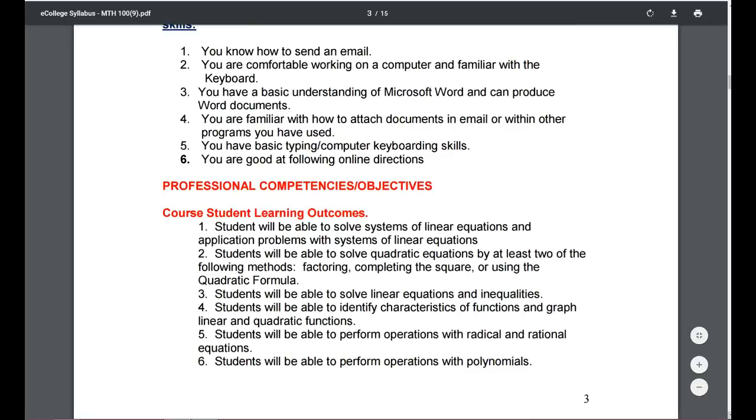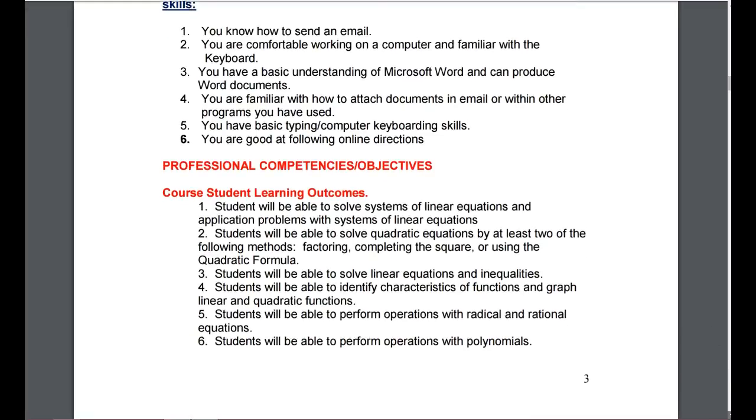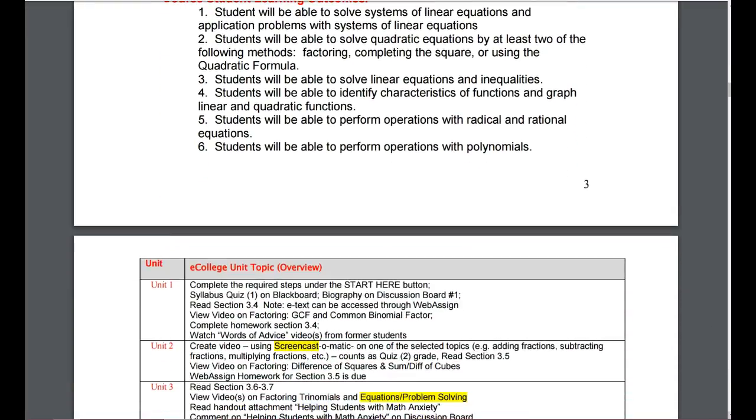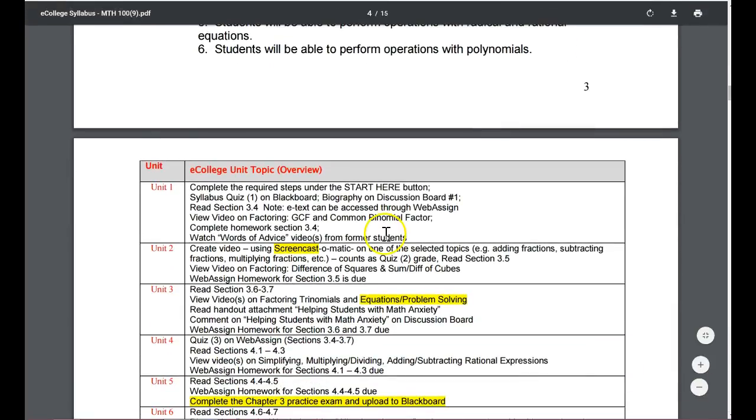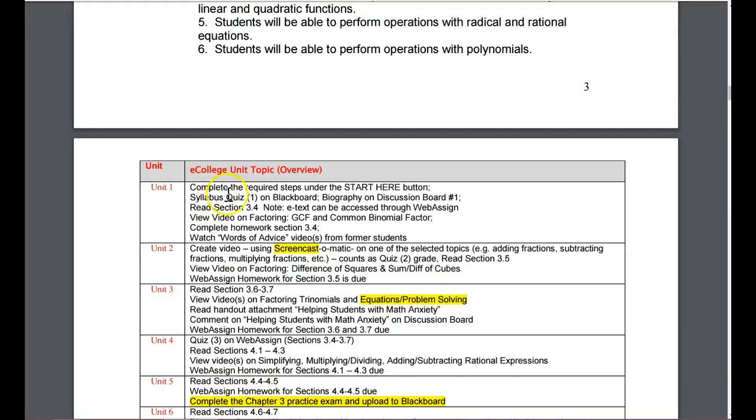Here are some of the course student learning outcomes. You can read that on your own. And I also outline all of the units for the course. So each unit corresponds to a week. So unit 1 corresponds to the first week, and the assignments for week 1. For example, you need to complete the required steps under the Start Here button.